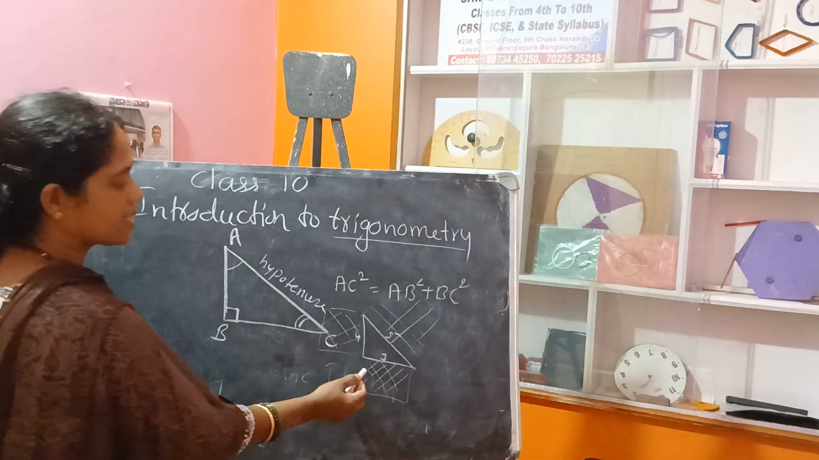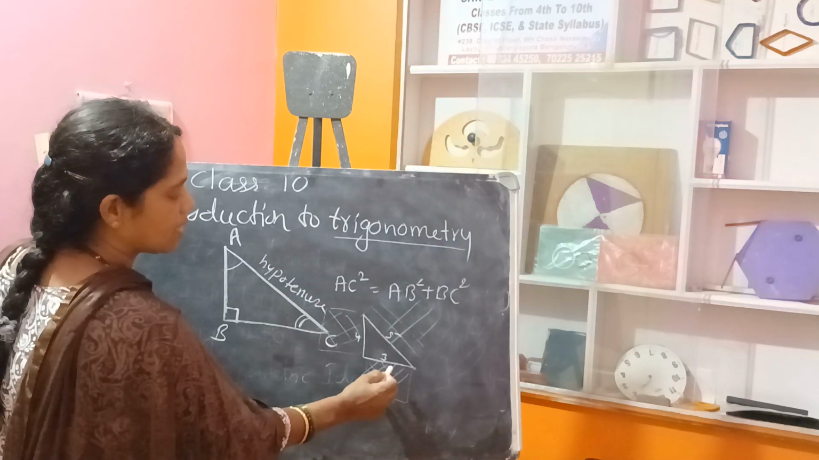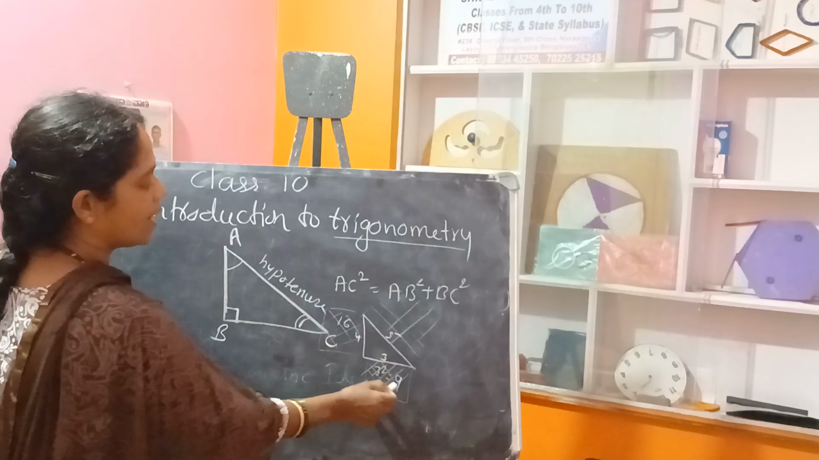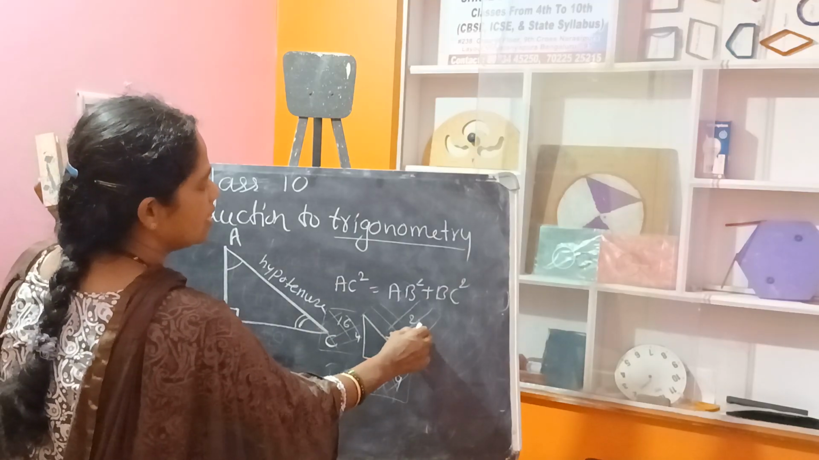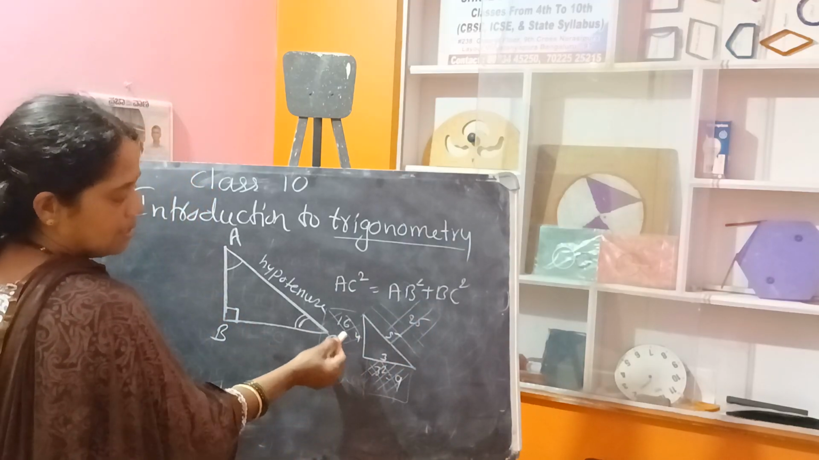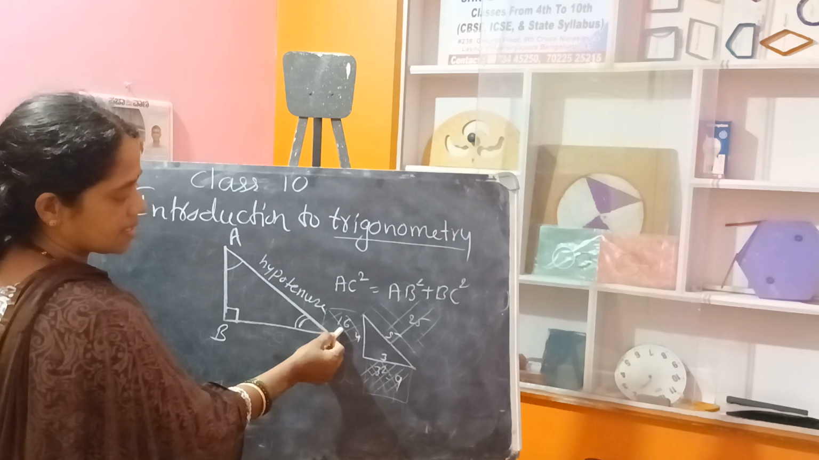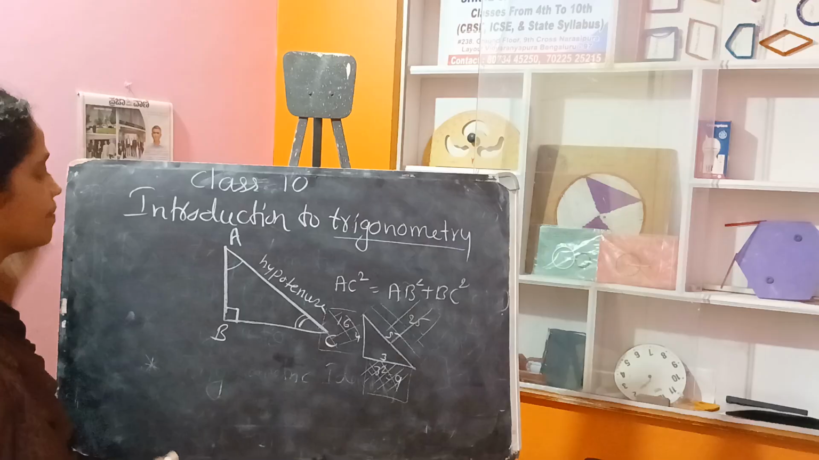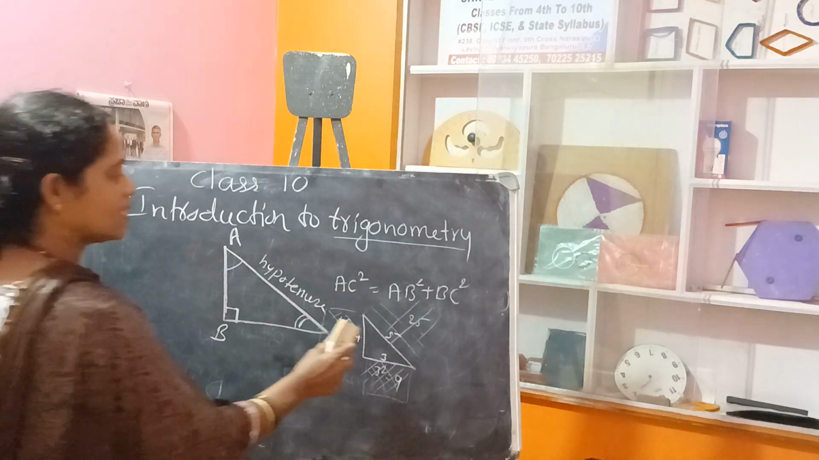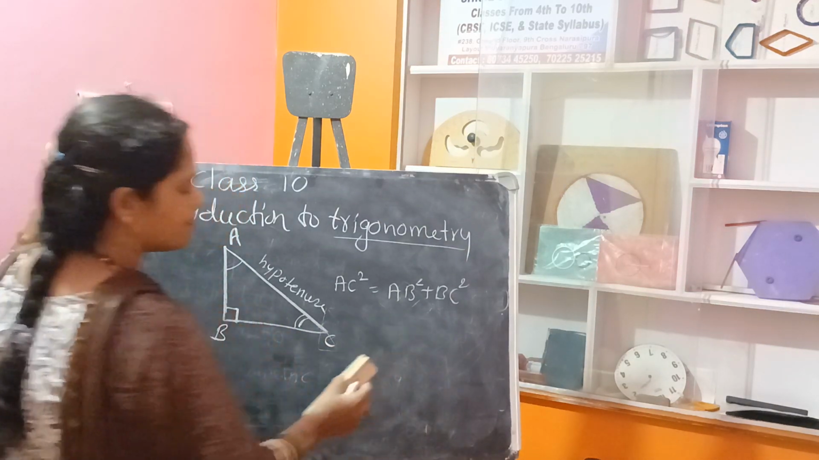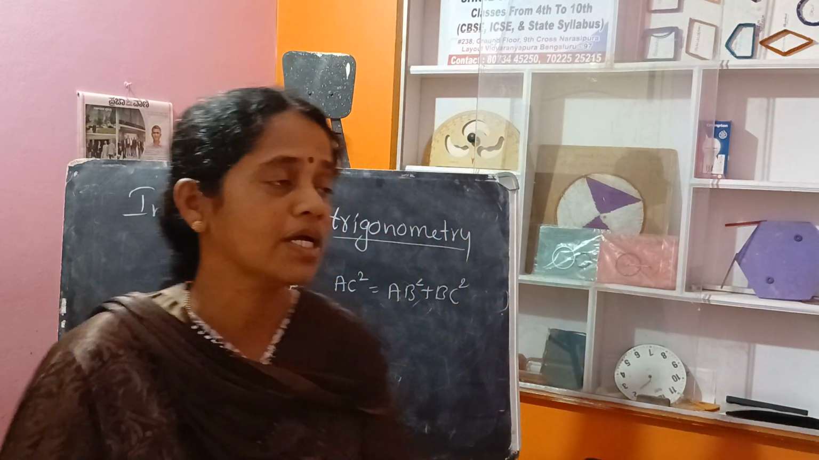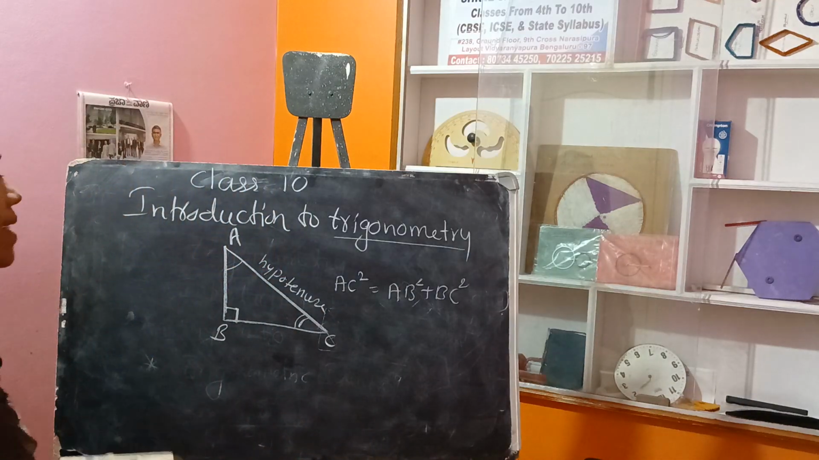According to Pythagoras, 3 square becomes 9, and 4 square is 16. When you add up 9 and 16, it gives 25. So 16 square centimeter plus 9 square centimeter gives 25 square centimeter. So this is about the Pythagoras theorem. In the 9th standard, you only had the introduction part, not the proof of the Pythagoras theorem.